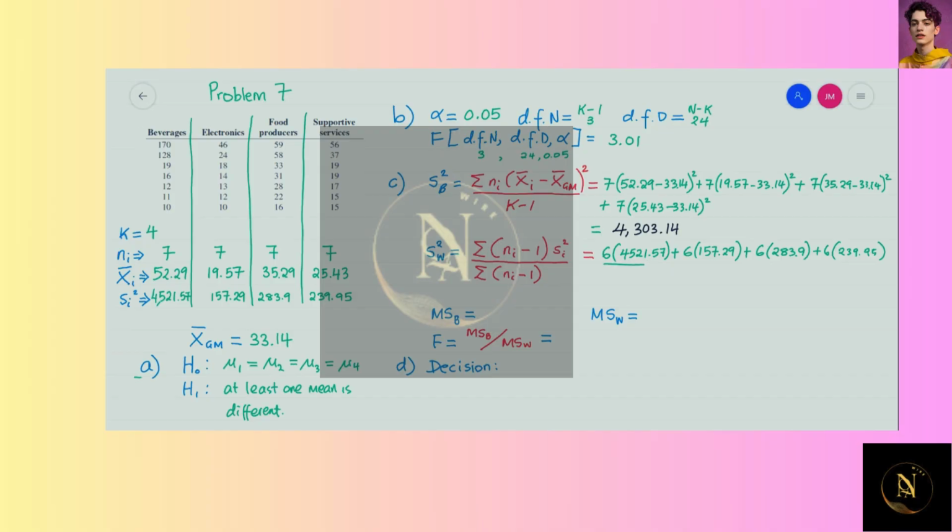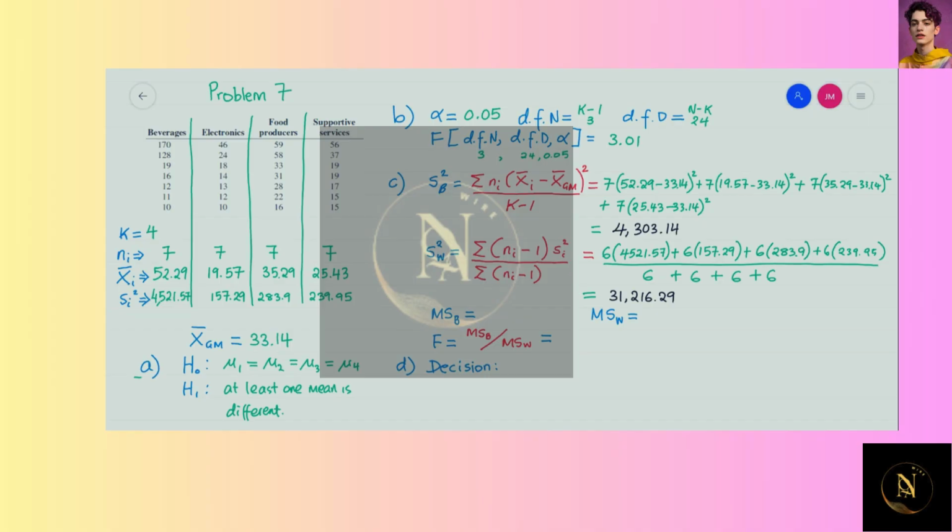and the denominator will be the sum of n minus 1 in all the categories. So that means we're going to be adding 6 to itself 4 times. And when you work that out, you obtain the value of the variance within the groups as 31,216.29.